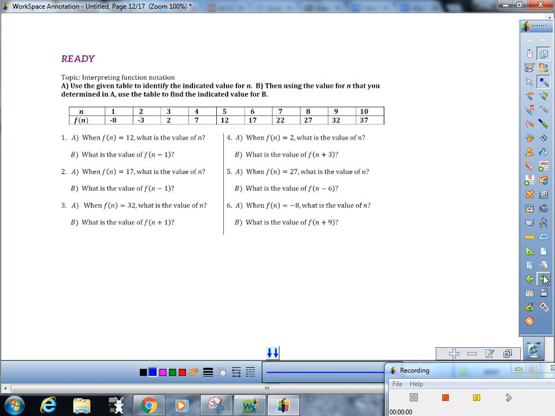All right, so it says, use the given table to identify the indicated value for n. And then part B, using the value for n that you determined in A, use the table to find the indicated value for B. Just so you know what the heck it's like if you have a function. What is a function? Well, it's like a mathematical machine that you plug a number into.